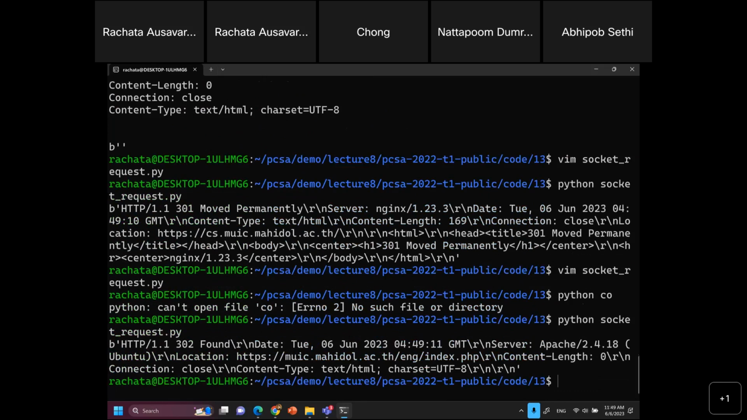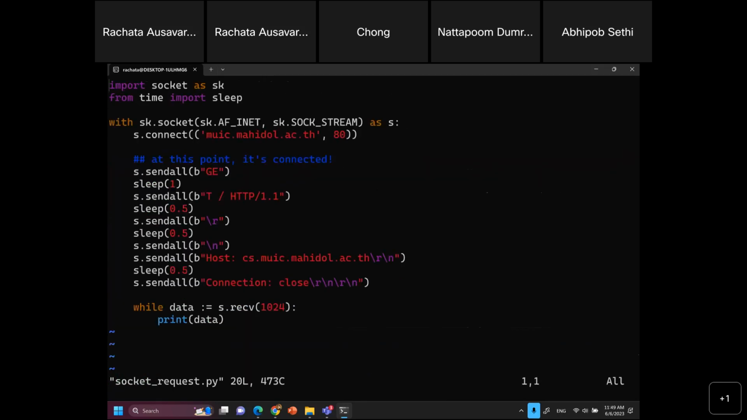All right, any questions so far? You can use this script, change the address to whatever address you want, and change the message to whatever you want. The demo provides, for example, for the socket, the message, a sample of how you send the message. All right, again, don't forget the \r\n for every line.